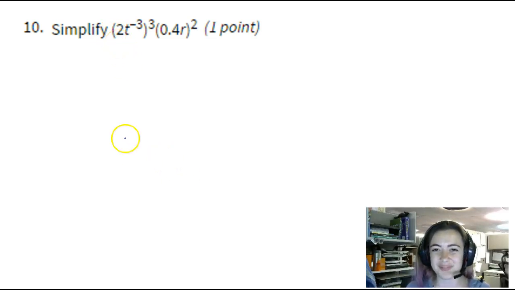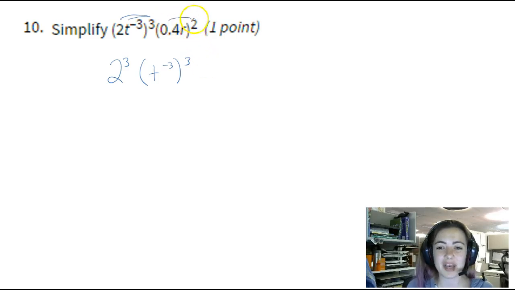So again, passion. Now when we're simplifying this, we're going to apply that same idea we used on the last problem. We're going to distribute that exponent through. So we have 2 to the third and t to the negative third to the third. And now we have squared. So we have 0.4 squared and r squared. So let's go through and simplify each part there.